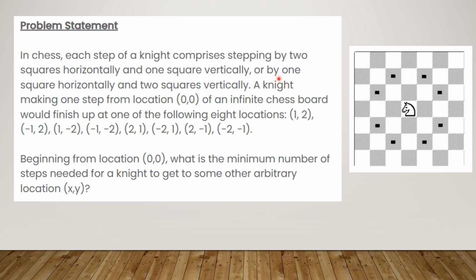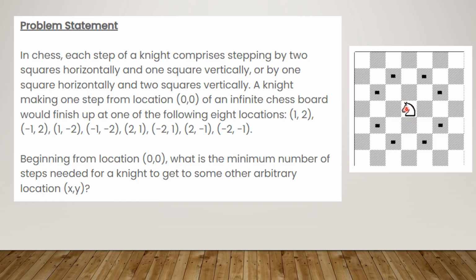As we know in chess, the knight is one of the pieces which can move two steps horizontally and then one step vertically. It goes in an L shape. So let's say initially the knight is in the position 0, 0. Consider it like a graph, like how we draw a graph. This is the x-axis and this will be our y-axis. So let's say the knight is in this position 0, 0.